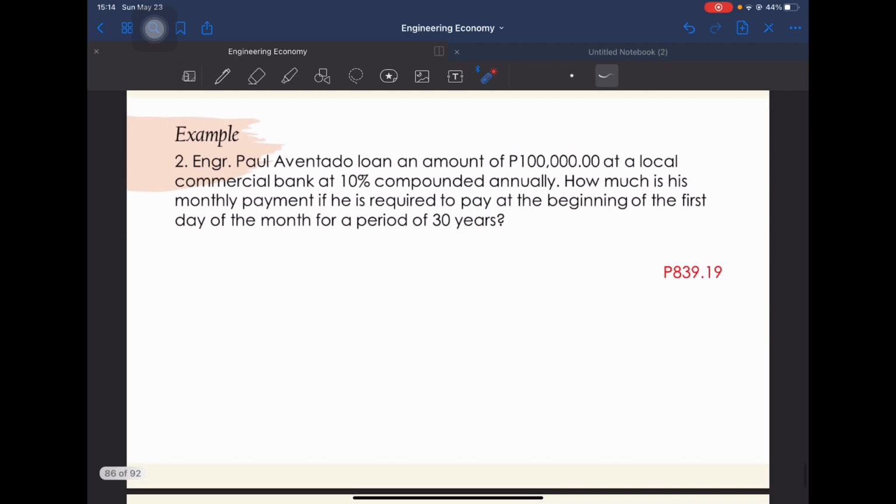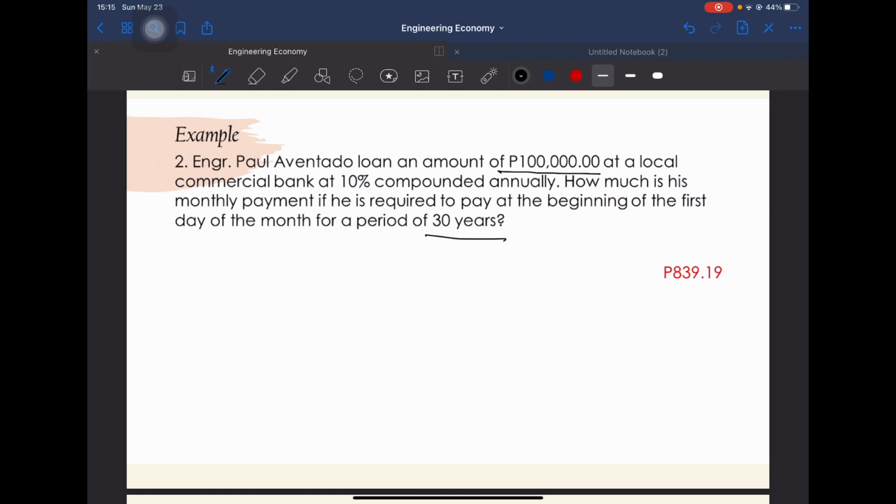Example number 2. Engineer Paul Aventado loans an amount of 100,000 at a local commercial bank, 10% compounded annually. How much is his monthly payment if he is required to pay at the beginning of the first day of the month for a period of 30 years? This is a basic problem, because it only asks: he borrowed 100,000, to be paid monthly for 30 years.